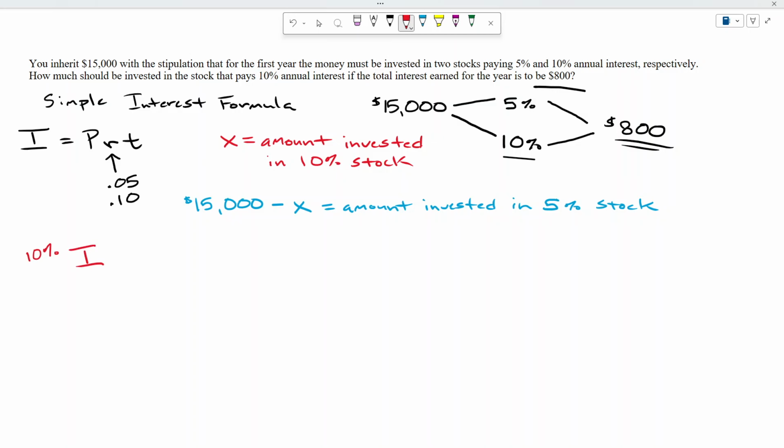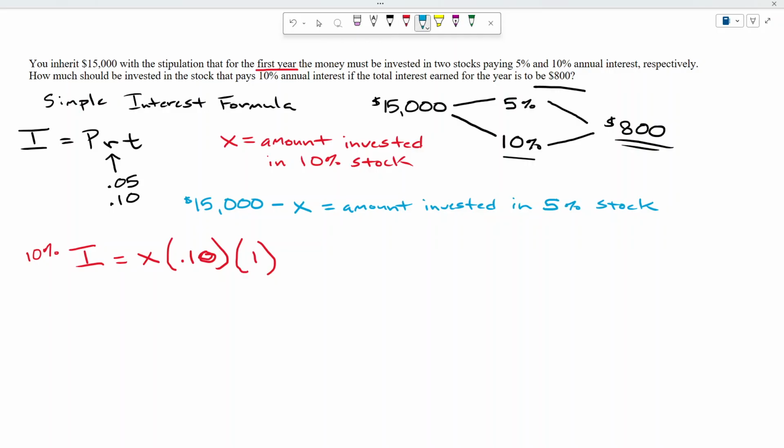So now we'll be using our simple interest formula. So we have I is equal to X, which is what we're trying to figure out, because we don't know the principal, we don't know how much was put into that specific stock. So we have X times the rate for this one, the 10% in decimal form, and then our time, it tells us here, is for the first year. So we're just dealing with 1 year's time.